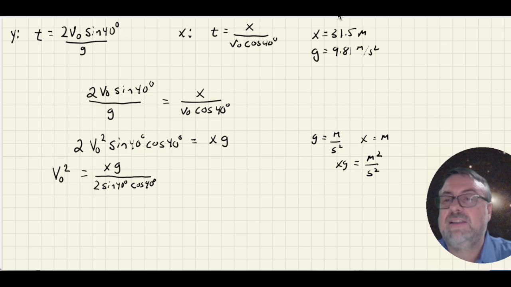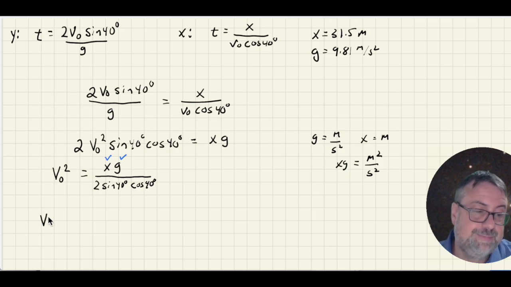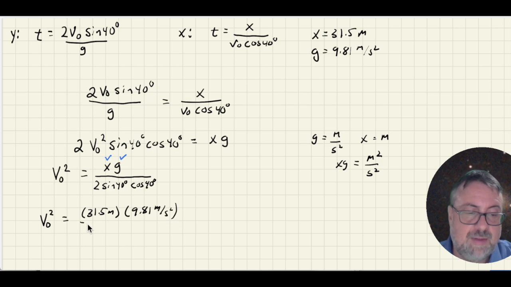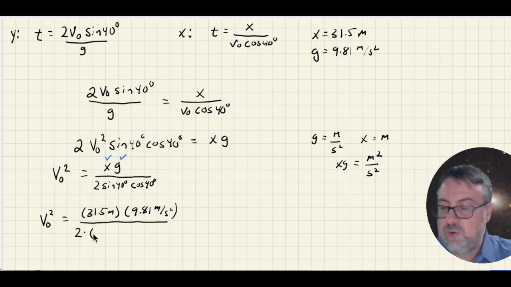Before I reach for the calculator, let's do a quick check. We know the x value. We know the acceleration due to gravity. Sines and cosines are just numbers. So as long as I'm in degree mode, we should be good to go. So let's solve this. v naught squared is going to be equal to 31.5 meters times 9.81 meters per second squared divided by 2. Well, I'm going to use my calculator and replace those trig values with decimals.